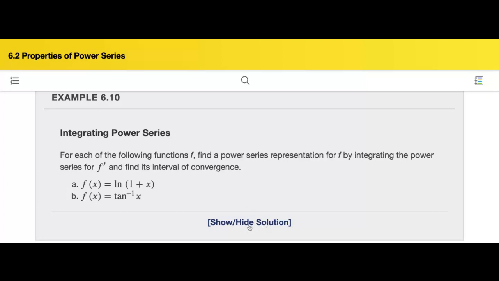Okay, let's see these two examples. Integrating power series. For each of the following functions f, find a power series representation for f by integrating the power series for f prime and find its interval of convergence. A is f of x equals ln of 1 plus x. And B, f of x equals the arctangent of x.